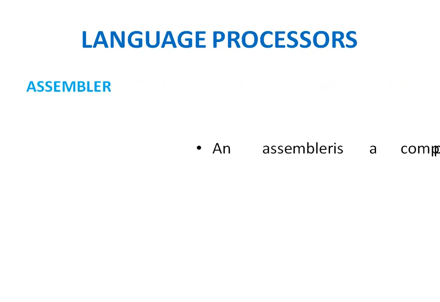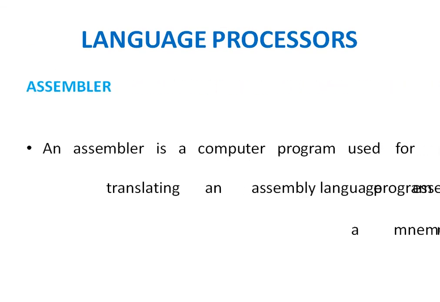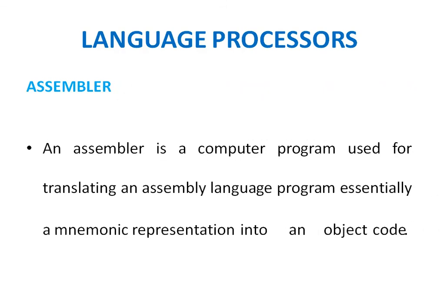Assembler. An assembler is a computer program used for translating an assembly language program, essentially a mnemonic representation, into an object code. So when we have mnemonic representations or mnemonic words used in the assembly language program, they are converted to object code using the assembler.